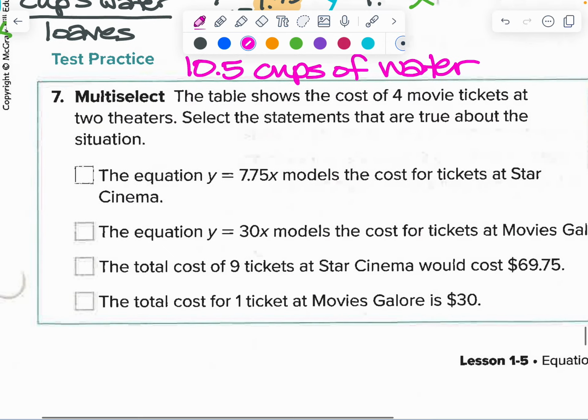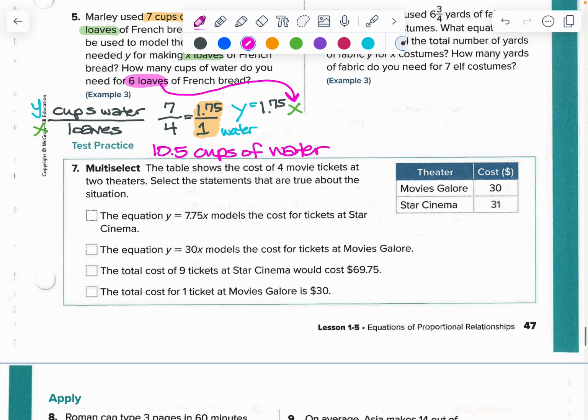Dun da da da, multiple choice. All right, look over on the side. It says that this is how much tickets cost for 4 movie tickets. All right, they cost different amounts depending on which theater you go to. So you're going to need to set up some equations here. But look, oh, they already gave us some. We're going to figure out which ones are true. All right, so we're looking for the ones that are true. You've got a choice of 4.